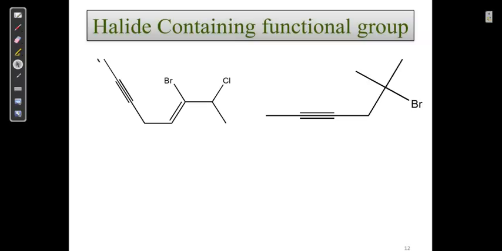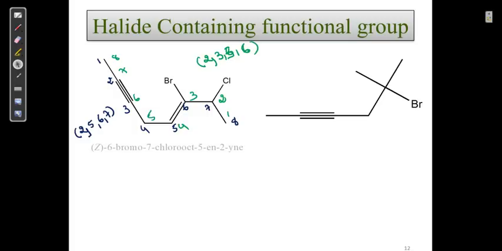So in this case, 1, 2, 3, 4, 5, 6, 7 and 8. In the case of that, we are getting 2, 5, 6 and 7. I change the pen and then tell you 1, 2, 3, 4, 5, 6, 7 and 8. In this case we are getting 2, then 3, then 6. 2, 3, 3 and 6.